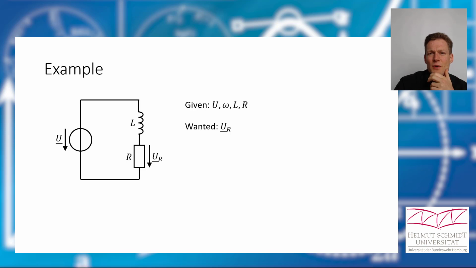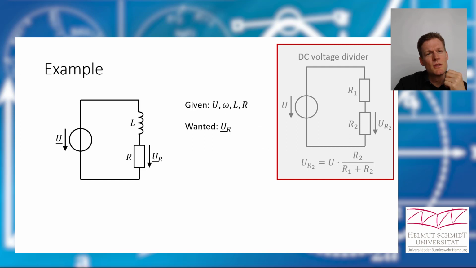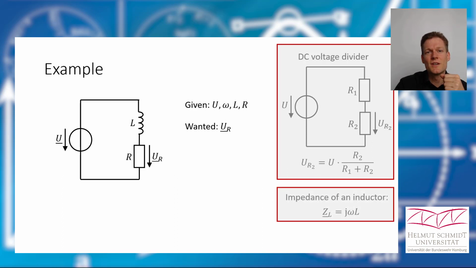Okay, if this was a DC circuit and if we had two resistors, we would know how to do it. You remember, you can just use the voltage divider rule. But now we have an AC circuit and we have an inductor in it. But everything we need is now the impedance of the inductor, which is j omega L. And with that we can use our voltage divider rule. So the voltage drop at the resistor is the total voltage from our source multiplied with the resistor value divided by the sum of the two impedances, and this is R plus j omega L. That's all, and it's that easy.